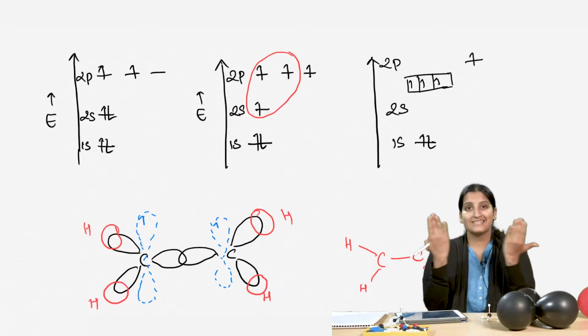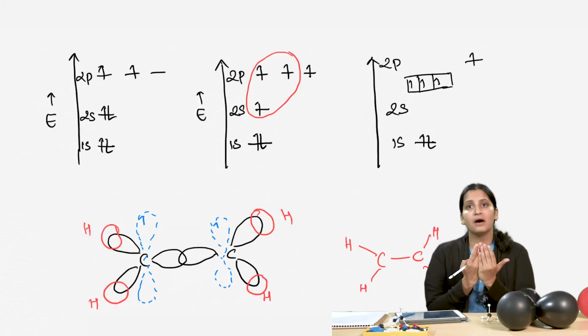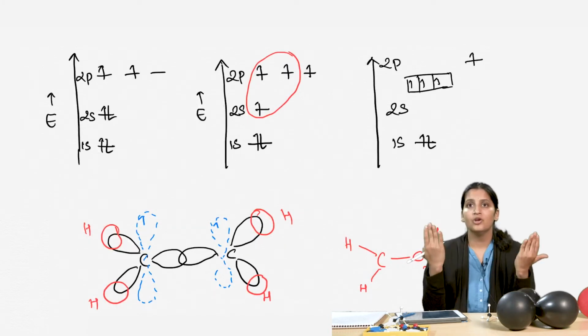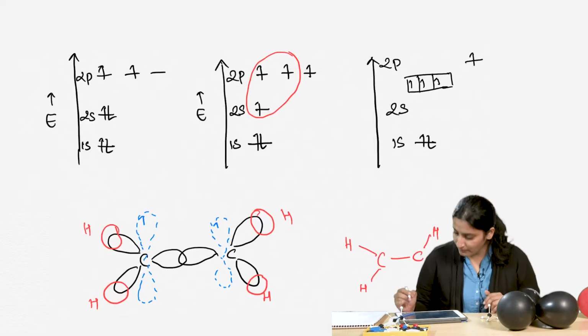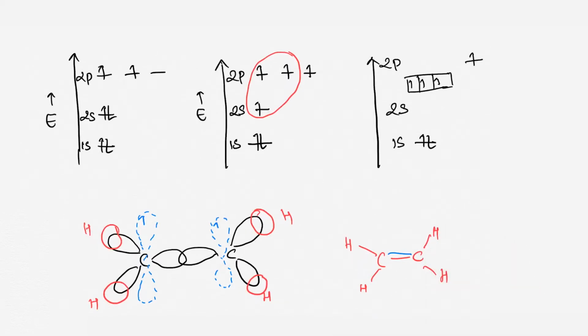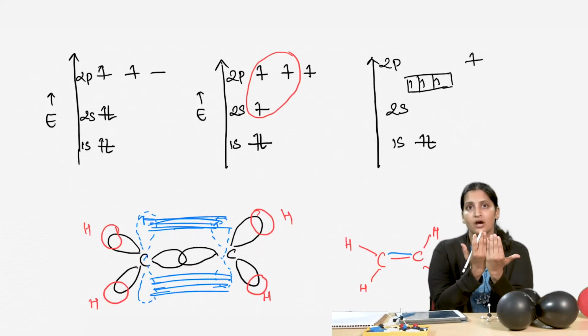So, now with the sideways overlap of these p orbitals that did not take part in the hybridization, you can have a formation of a pi bond. So, the carbon-carbon double bond exists because you have this sideways overlap of the p orbitals. Okay, so, now there is this sideways overlap of p orbitals and they are going to kind of overlap such that you have a carbon-carbon double bond formed.